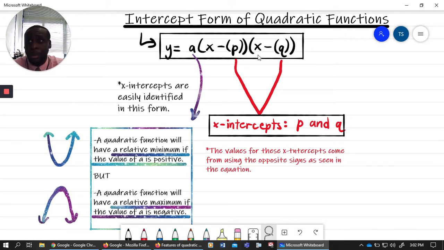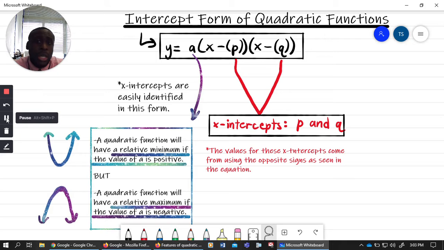Again, we've got the P, the Q, and the A. Your P and your Q are your x-intercepts, and the A value will determine whether or not that graph opens up. It'll open up if the A value is positive, which means there'll be a relative minimum, the lowest point of the graph. And if the A value is negative, the graph will open down and there will be a relative maximum.